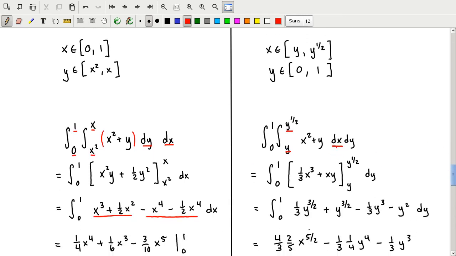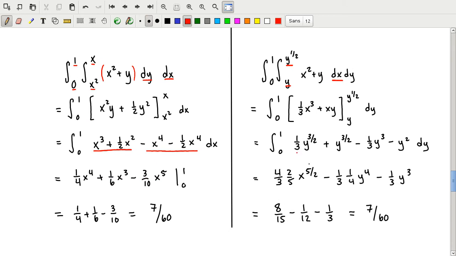That would be integrating in x now, 1/3 x cubed. Y is a constant, so the integral would be xy. We then plug in y to the 1/2 power, giving us 1/3 y to the 3/2 plus y times y to the 1/2, which is another y to the 3/2. And then we subtract the value at x equals y. That's minus 1/3 y cubed minus y squared. So that's the top boundary, then the bottom boundary.